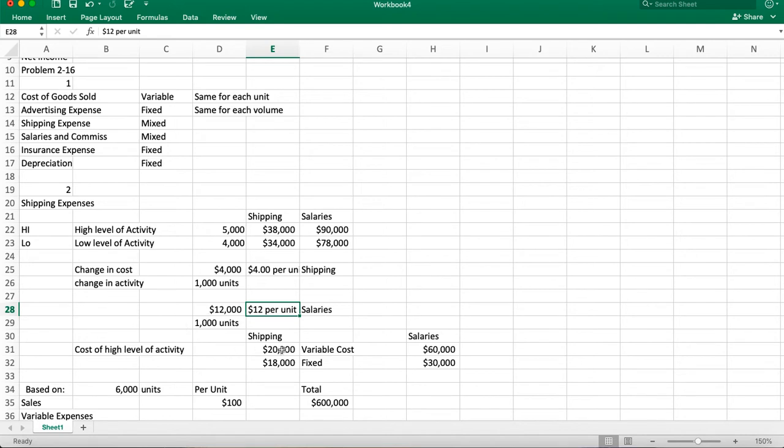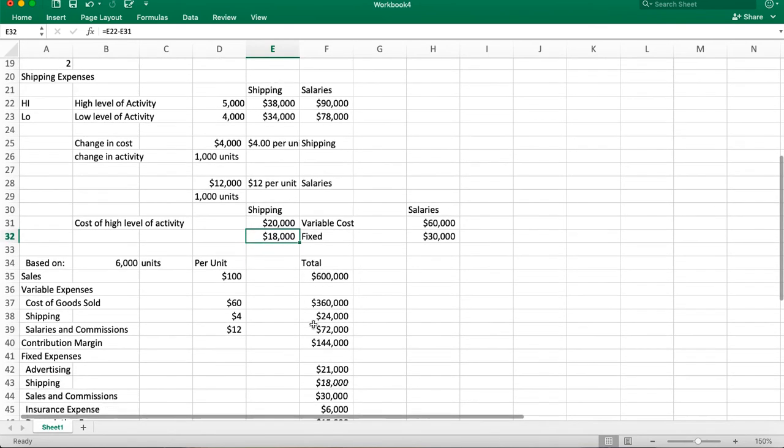Then I take my high level of activity, and so right here my shipping, and I say, okay, if it's $4 per unit is variable at 5,000 units, my variable cost should be $20,000. Then the difference in $20,000 and $38,000, my total cost has to be fixed. Do the same thing for salaries.